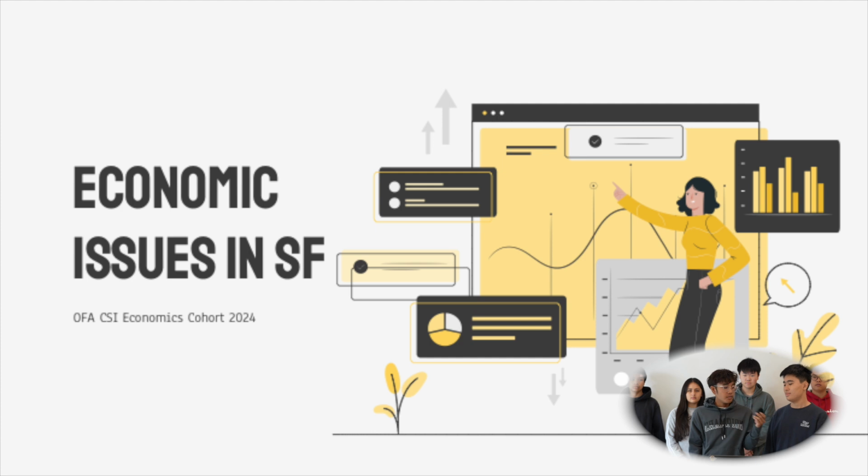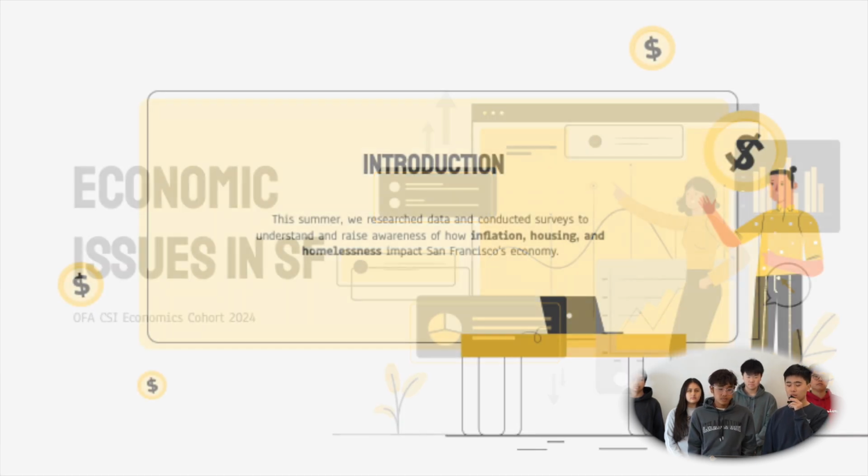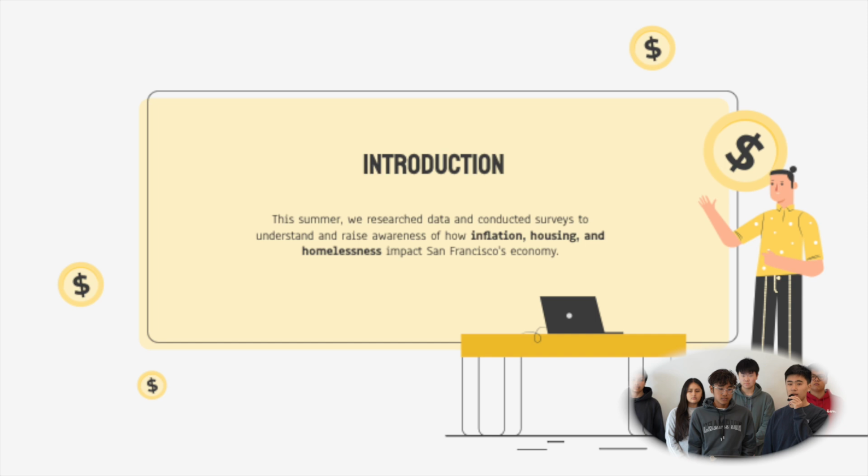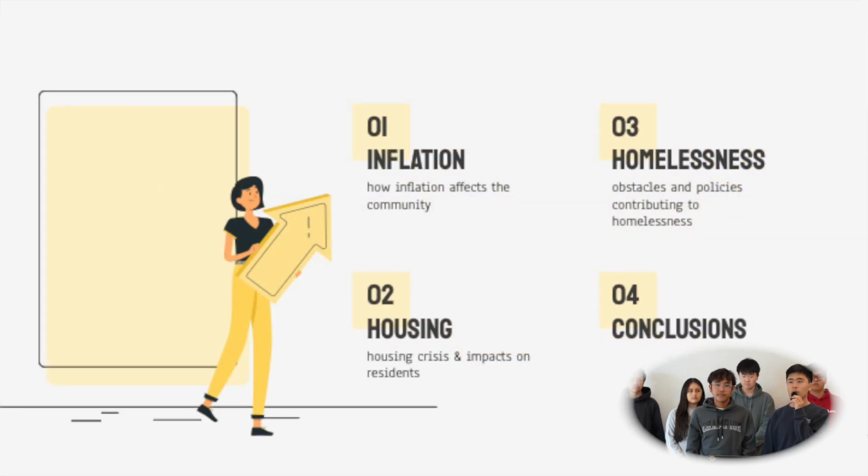My name is Jacob. Hi, my name is Nicholas, and today we're going to talk about the economical issues in SF, and we are the CSI economic cohort. Today we are going to go into issues about inflation and how it affects housing and homelessness.